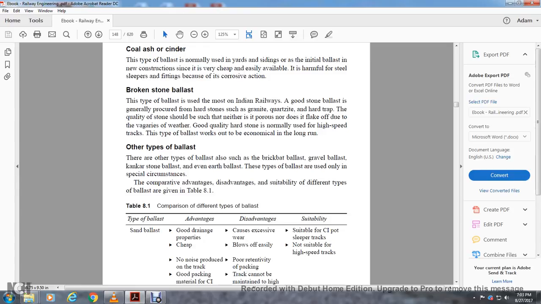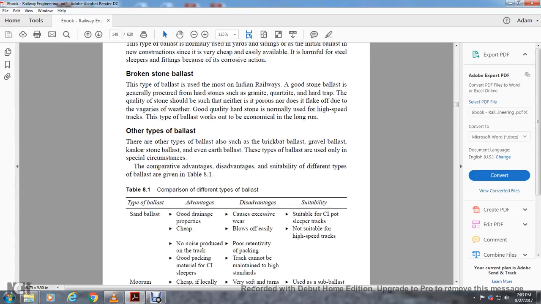Alright, sand ballast. Advantages: good drainage, cheap, no noise produced on the track, good bedding of the material for CI sleepers. Disadvantages: causes excessive wear, blows off easily, difficult packing, and cannot be maintained to high standards. Suitability: suitable for cast iron pot sleeper tracks, not suitable for high-speed tracks.